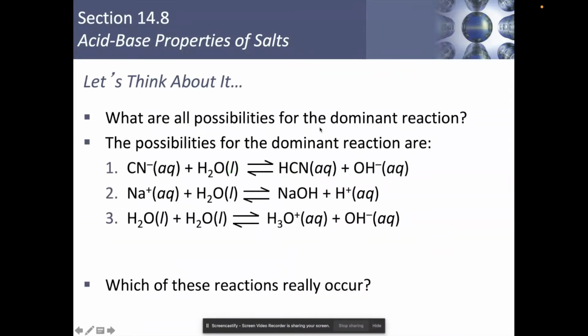Now, what are our possibilities? Again, we could have CN minus or Na plus having the dominant pull for our equilibrium here. Which of these reactions is most likely to occur? We can cross out number 2 because it's making a strong base. We can also cross out number 3 because it's the self-ionization of water. So the top one here is going to be our winner.